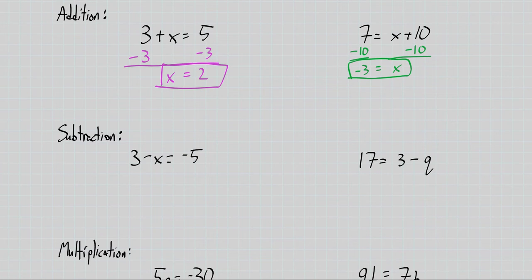For subtraction, same thing. These are separated into categories: addition, subtraction, multiplication, division. But the idea is always the same. So for subtraction, 3 minus x is negative 5. Is x alone on one side of the equal sign? It's not. So what I would like to do is get rid of everything that's not x.